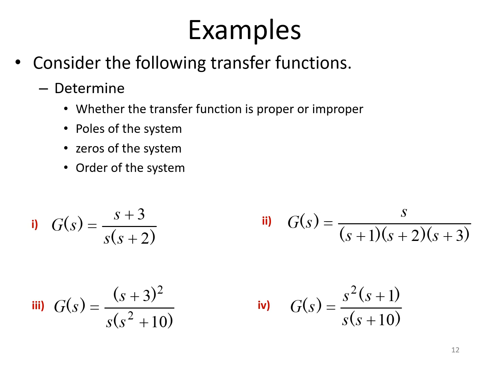Now let's take a few examples. Here we are considering transfer functions, and the task is to find whether the given transfer function is proper or improper, then find the location of poles and zeros and the order of the system. As you can see, in the first example, I have the polynomial s plus 3 in the numerator. In the denominator, I have the polynomial s into (s plus 2). The order of the polynomial in the denominator is 2, so the order of this particular system is equal to 2.